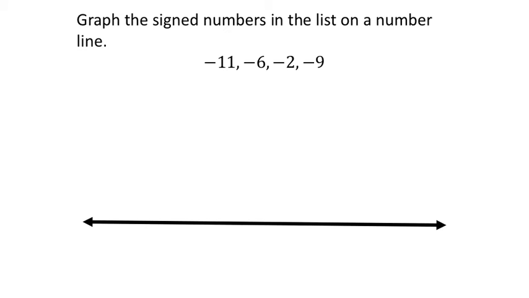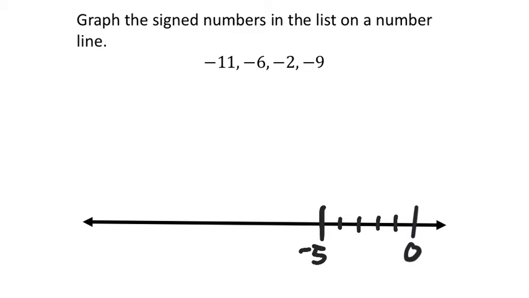All right, graph the signed numbers in the list on a number line. Okay, and this one I'm doing by hand, although they probably will give you some of the values on a number line. You just have to click on them. So I'm going to start with 0 here on the right. Why am I not really including any positive space here? Because all 4 values are negatives. So let's go ahead and put some values down there. 1, 2, 3, 4. These are all negatives.